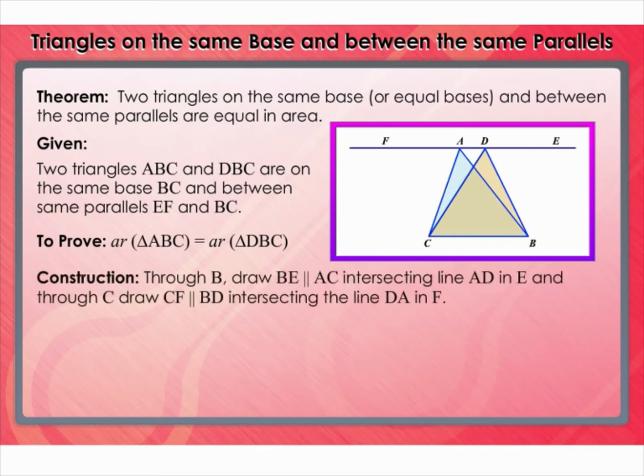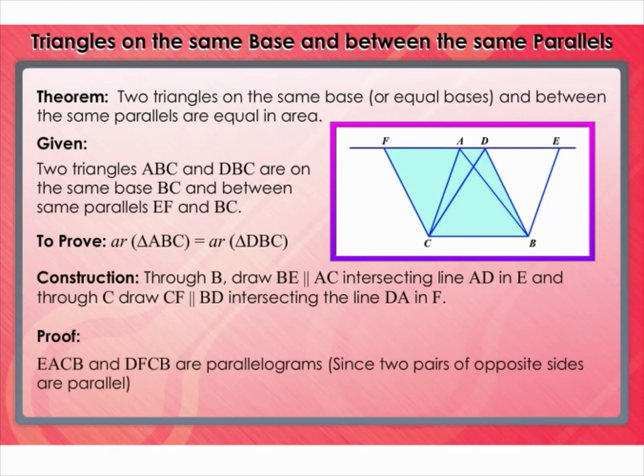Through B, draw BE parallel to AC, intersecting line AD at E, and through C, draw CF parallel to BD, intersecting the line DA at F. Let's begin the proof. EACB and DFCB are parallelograms, since two pairs of opposite sides are parallel.